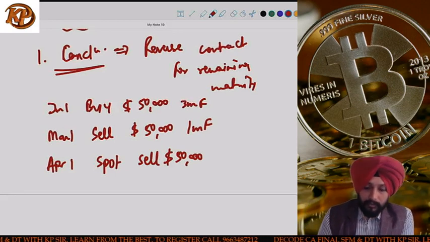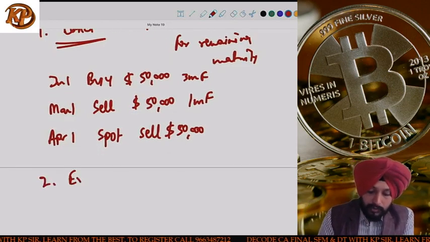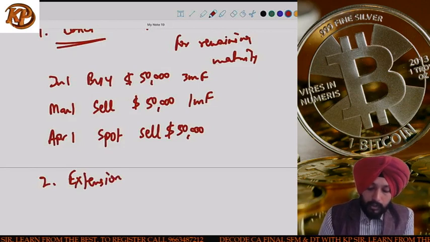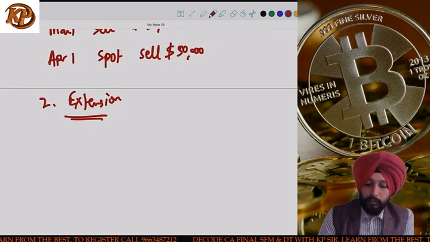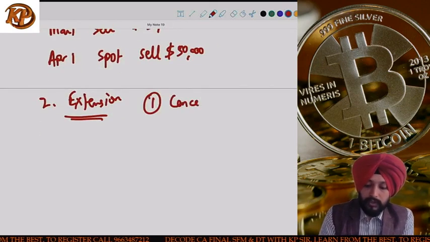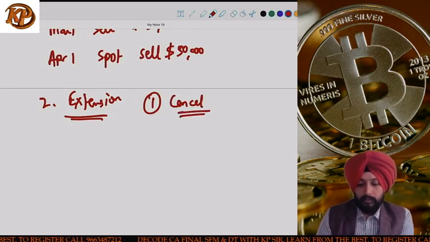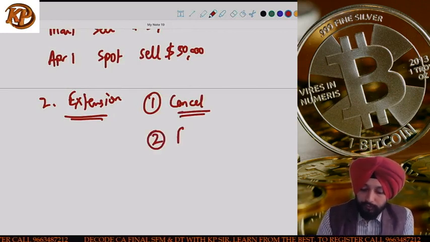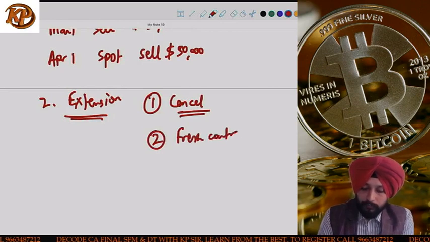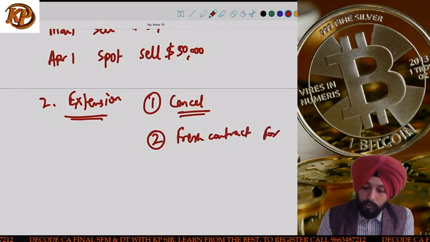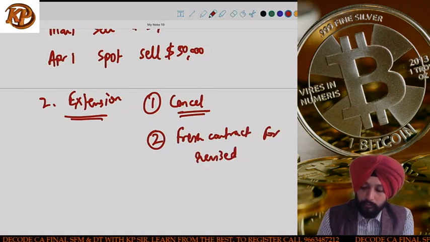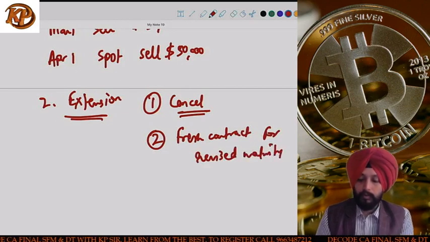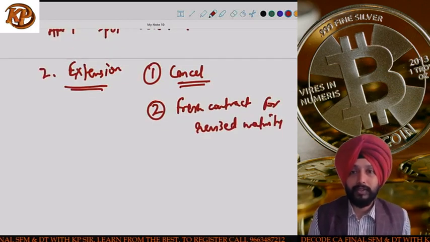Okay, so cancellation is allowed, and for that you will have to enter into a reverse contract for remaining maturity. As simple as that. Is extension allowed? Answer is yes, extension is also allowed. In case of extension, two things have to be done. Number one is you first cancel. And how do you cancel? Same thing, reverse contract for remaining maturity, and then you take a fresh contract for revised maturity.